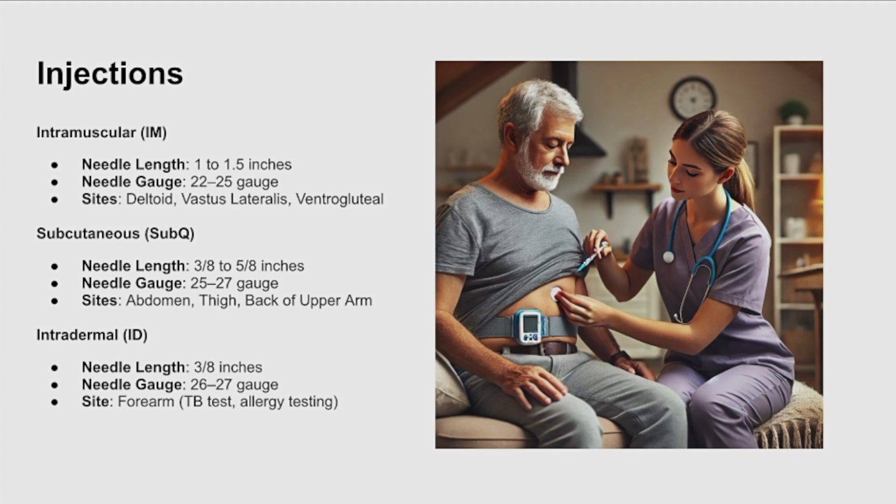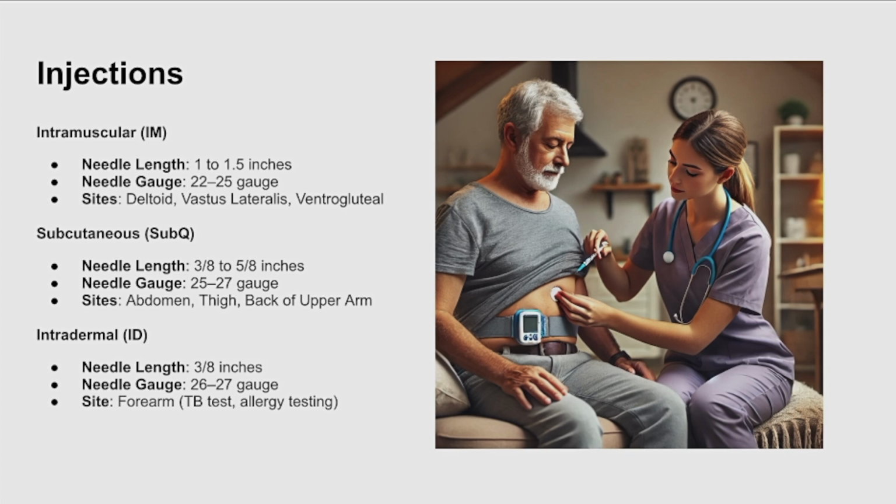So for IM injections, you want to use a 22 to 25 gauge. You need to know your sites. So if a patient has an order for IM injection, you know the right needle length, which is 1 to 1 1/2 inches, because that's how far their muscle goes in. And then you need to know the needle gauge, 22 to 25, and the sites: deltoid, vastus lateralis, and ventrogluteal. You need to know the sites because the patient might have a preferred site, and also you want to make sure you're injecting this medication into the right place so they can actually absorb it. And this kind of goes back to pharmacokinetics.